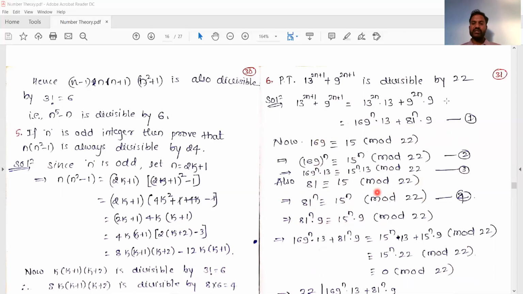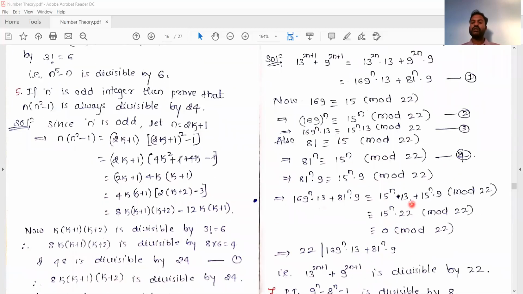Now we'll add both these. This equation and this equation will add here. So writing 169 raised to n into 13 plus 81 raised to n into 9 is congruent to 15 raised to n into 13 plus 15 raised to n into 9 mod 22. So here 15 raised to n is common, 13 plus 9 is 22. So 15 raised to n into 22 mod 22. Now this is a product, 22 into this number is divisible by 22, hence it is congruent to 0 mod 22.